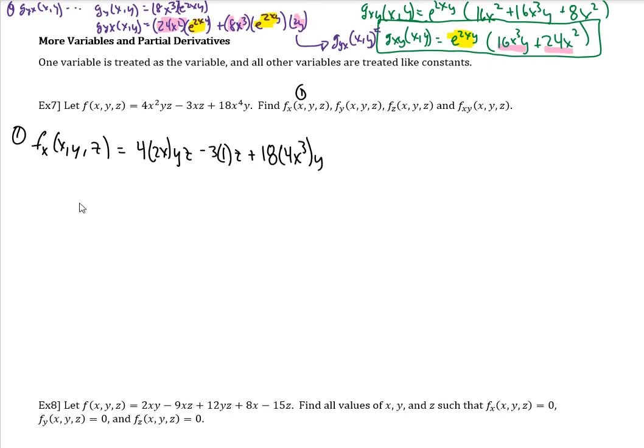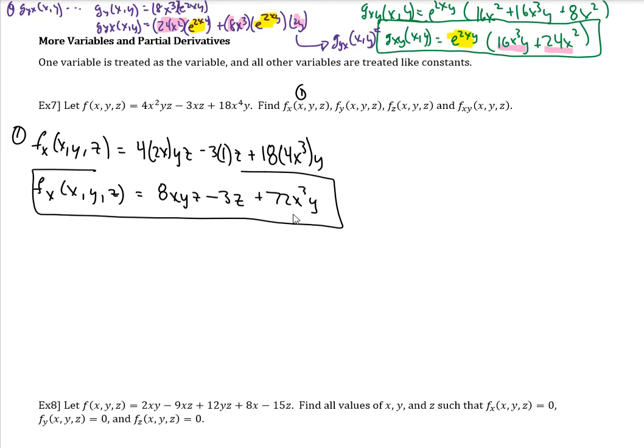Now all we have to do is simplify the first partial derivative with respect to x. This first term becomes 8xyz. And then we have minus 3z. And then this one is 72, so plus 72x cubed y. So no big deal, right? If they throw lots of letters at you, just blur them out or think of them as constants. Okay, so number 2 is the partial derivative with respect to y.